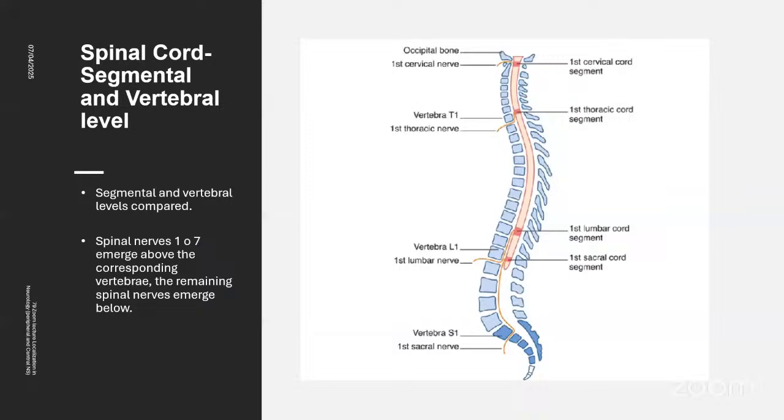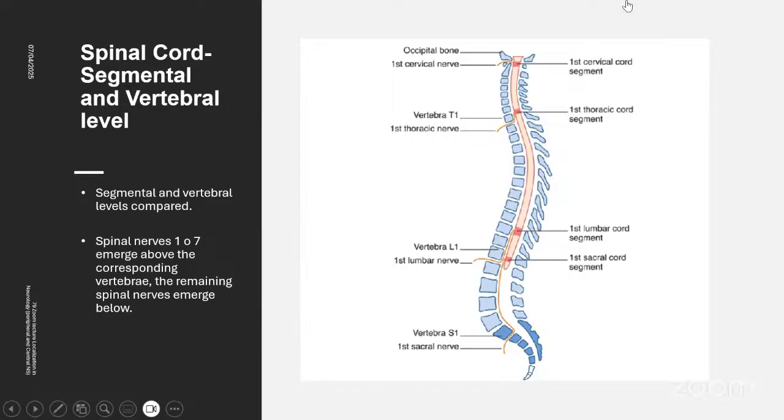The spinal cord connects the brain with the peripheral nervous system, and it is segmental and it has vertebral levels. It is largely inside the vertebral canal, as you can see here, and it conducts various messages from the brain to the spinal cord to the peripheral nervous system. So it has ascending tracts and descending tracts.